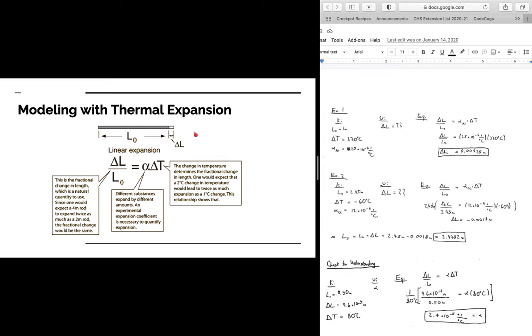The equation that models this is given as delta L divided by L naught equals alpha times delta T, okay? So delta L right here is our change in length, okay? L naught is the original length of our object, okay? Alpha is the expansion coefficient, okay? It quantifies how much our object expands for a given increase in temperature. Or likewise, how much our object will compress for a decrease in temperature, okay? And then delta T we recognize as the change in temperature, okay?